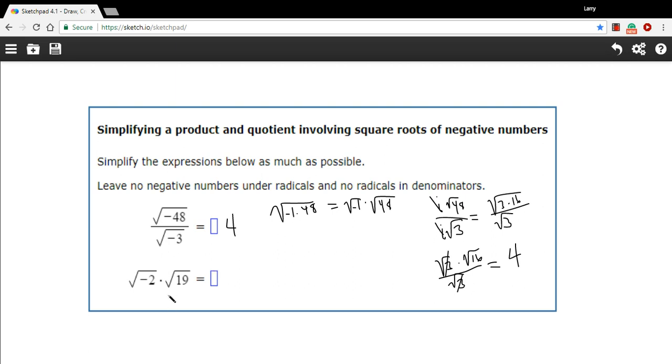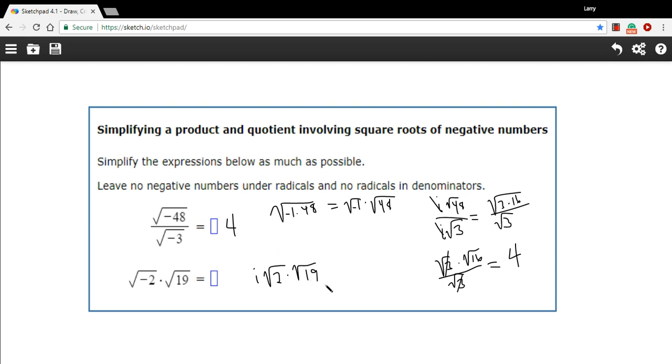Let's try the multiplication problem here. Again, I want to factor out the i here. So this is going to become the square root of 2 times i times the square root of 19. And here, I really have nothing to factor out. These are both prime numbers. 2 and 19 are only divisible by themselves and 1.